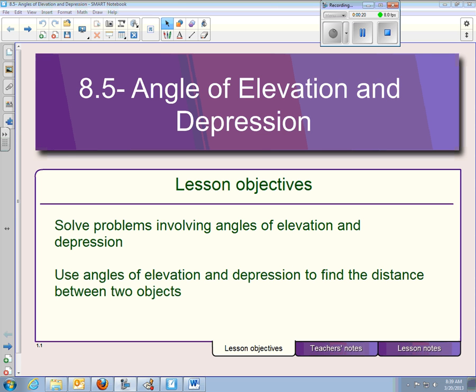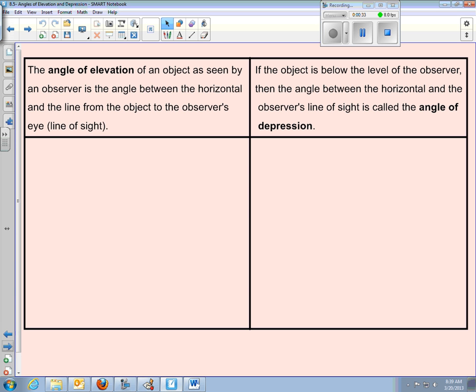So we're going to be doing a lot of word problems today, and so we're going to find distance, we'll find height, and different things. We're going to be, again, using right triangles. Remember, chapter 8 is all about right triangles. So let's first define. The angle of elevation of an object as seen by an observer is the angle between the horizontal line and the line from the object to the observer's eye, which is their line of sight.